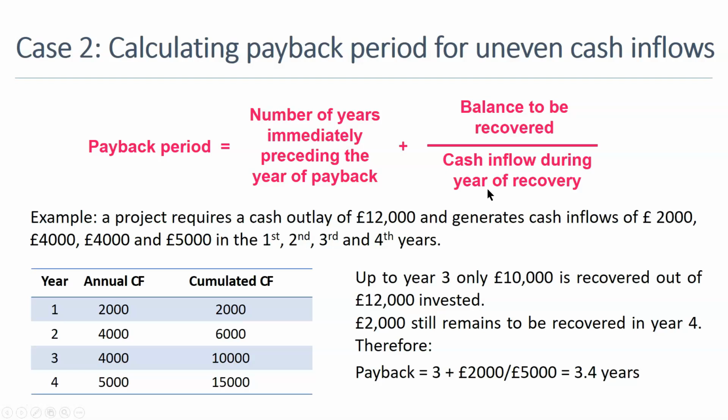We plug in all of these numbers into our formula: 3 years immediately preceding the year of payback, plus £2,000 which is still left to recover, divided by £5,000 which we managed to earn or generate during the next year. As a result, the total payback period is 3.4 years. Or we can convert these decimals into a number of months if we want to express the payback period in years and months.